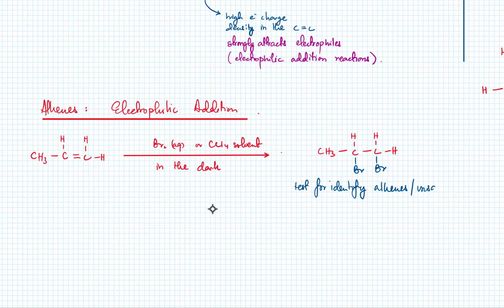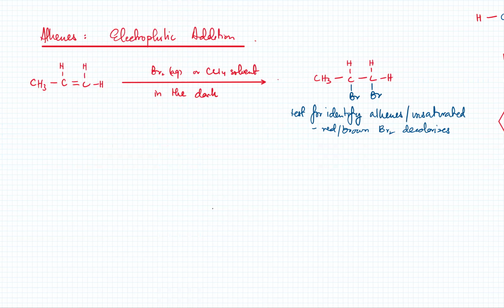Alkenes are unsaturated molecules, right? You'd already know this. The red-brown bromine decolorizes in this reaction. There was a mechanism; we're going to come back to the mechanism later on.